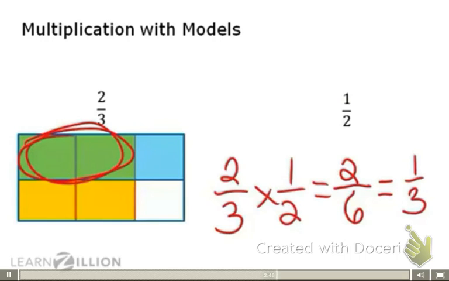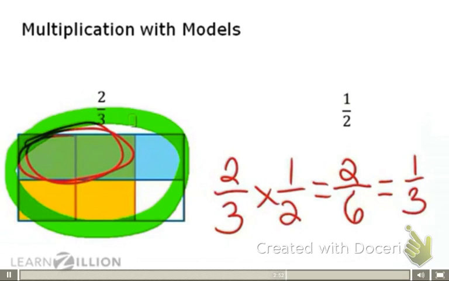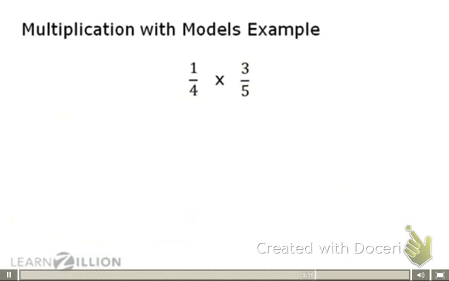Notice that the common denominator of 6 was created when we overlaid the two models. It was also created when we multiplied numerator times numerator and denominator times denominator. The 6th was created through the multiplication process. This is why you do not need to find common denominators before you begin multiplying. Let's see how this same process works in another problem.